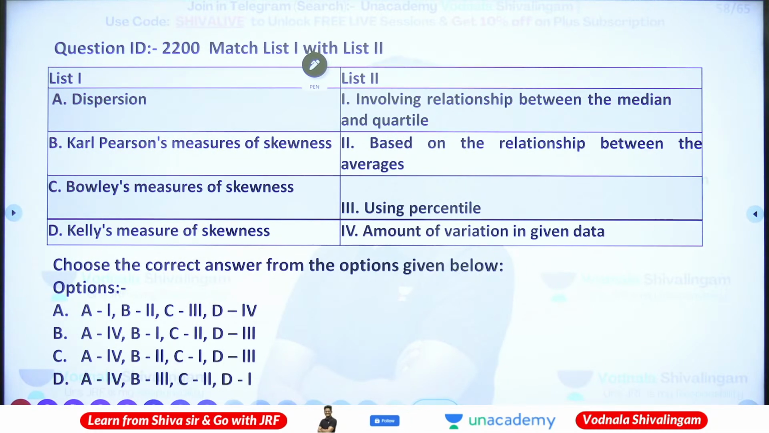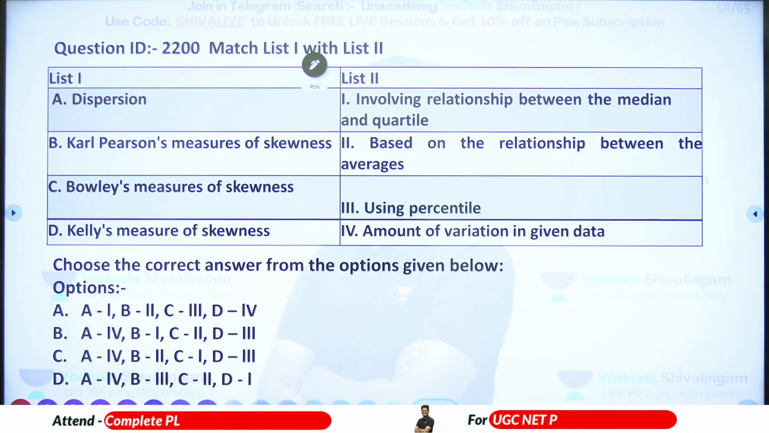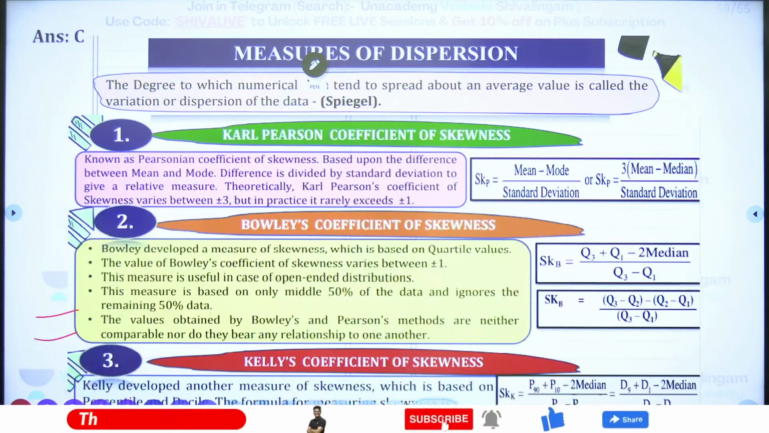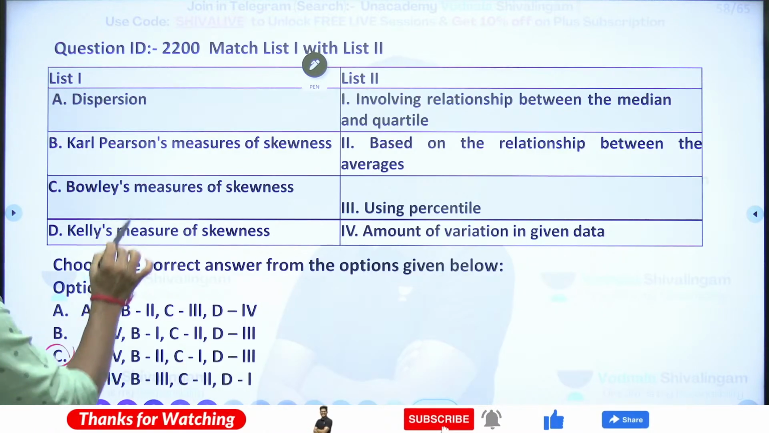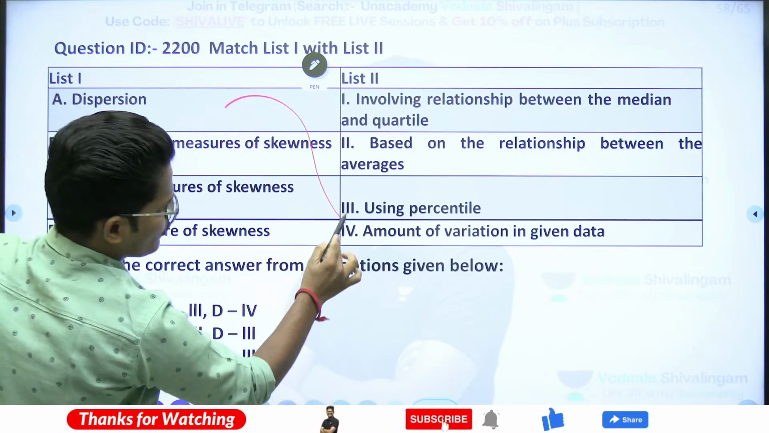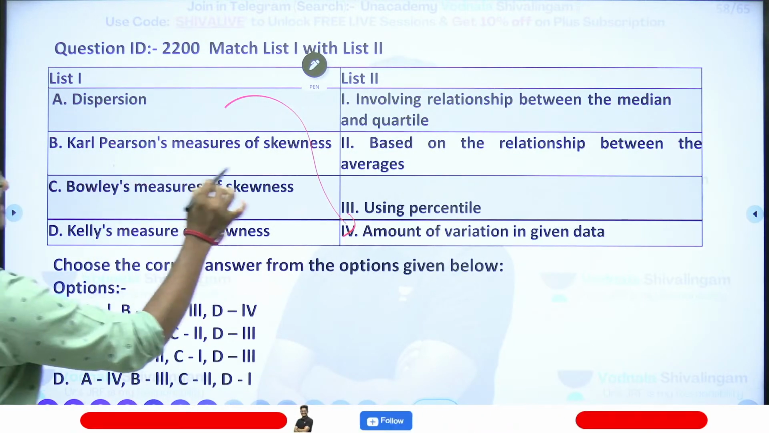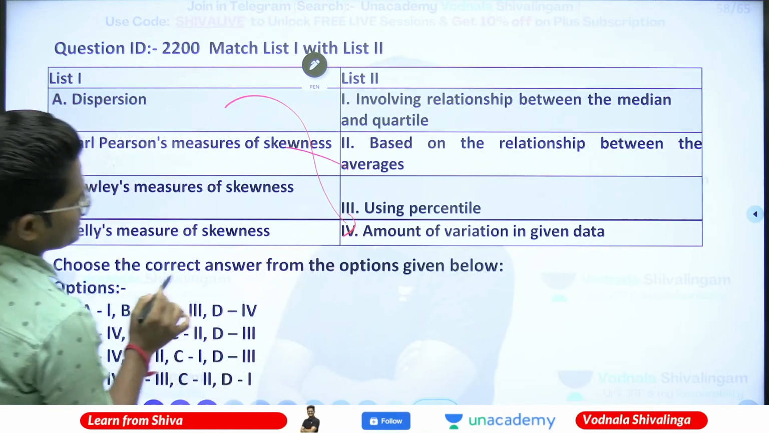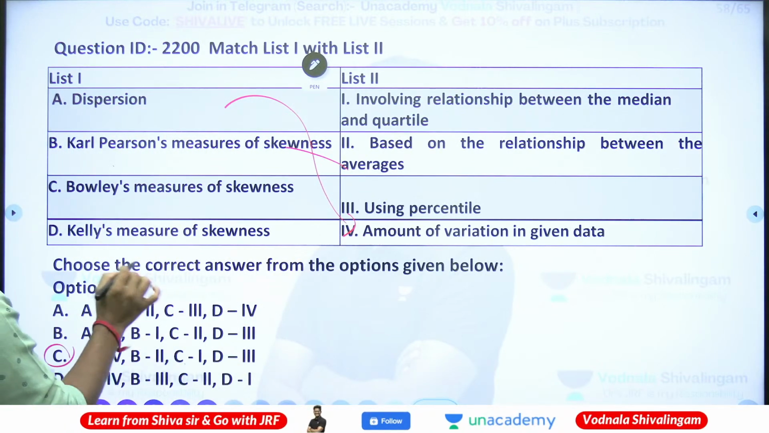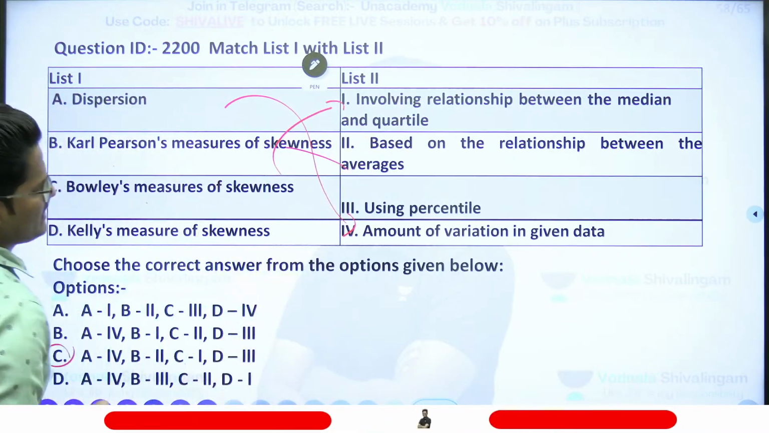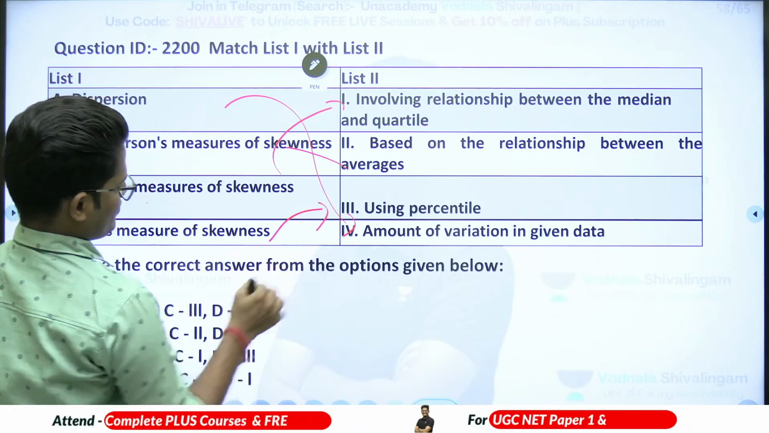Dispersion, Karl Pearson, measures of skewness, Bowley's and Kelly's. The answer for this question is C. Dispersion is about the amount of variation. Karl Pearson's coefficient of skewness is based on the relationship between the averages. Bowley's involves a relationship between the median and quartiles. Kelly's uses percentiles.